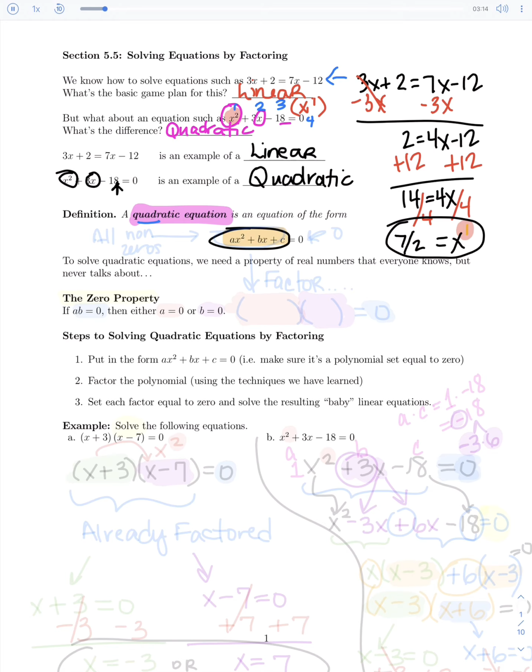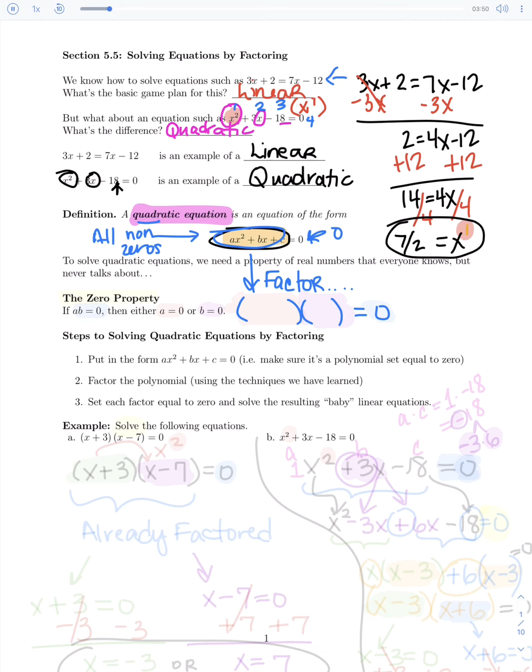But what we'll do is we'll put all the variables on the left-hand side. So all non-zeros are going to go on the left-hand side, and then on the right-hand side, we'll always have our 0. Once you have this set up where all your variables are on the left-hand side and your zero on the other side, then that's when we will go ahead and factor. And what it'll look like is something times something equals 0.